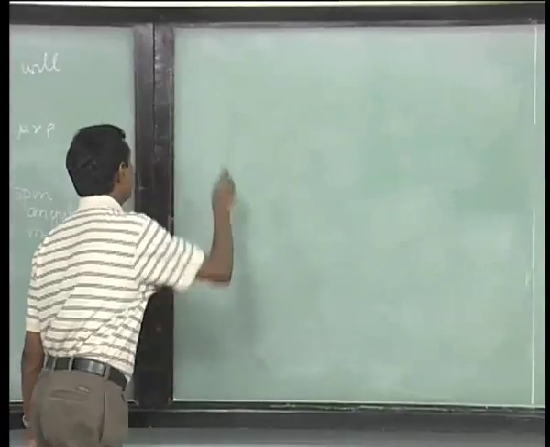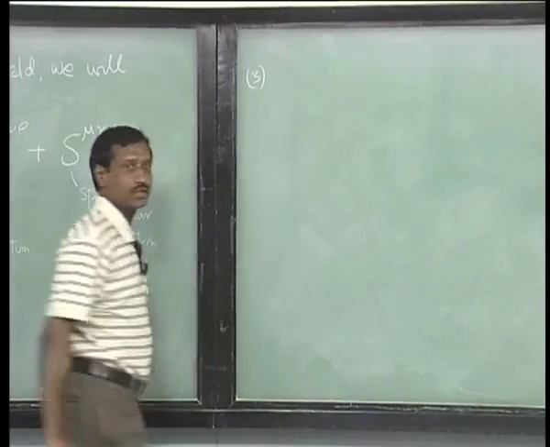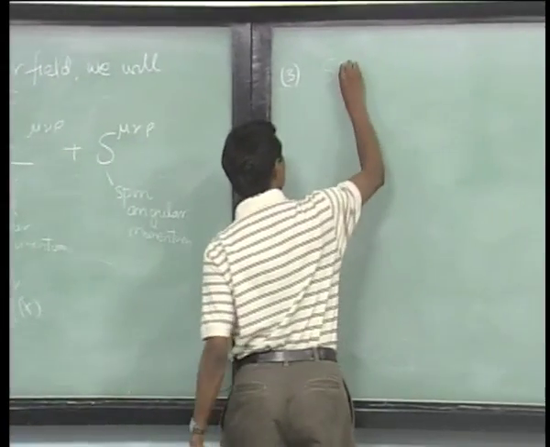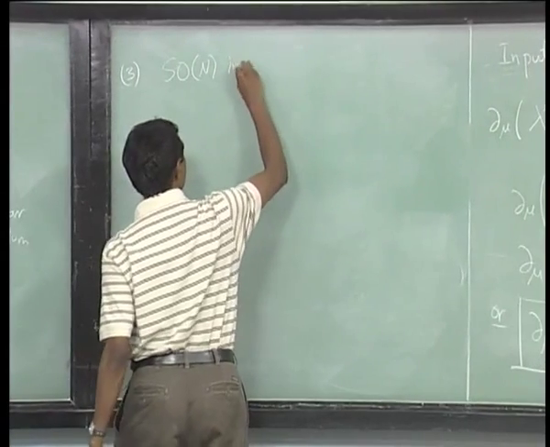Okay. So, that leaves us with one example, the third example, which will be of an internal symmetry. So, this would be the SO(N) internal symmetry.